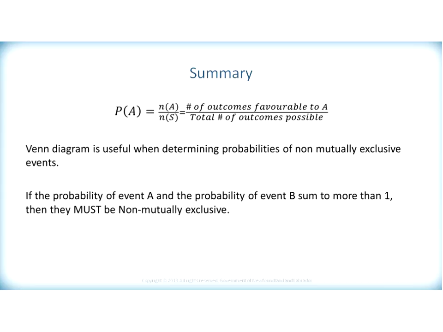We have to recall that probability is the number of outcomes favorable to event A over the total number of outcomes possible. A Venn diagram is useful in determining the probabilities of non-mutually exclusive events. If the probability of A and the probability of B sum to more than 1, then they must be non-mutually exclusive.